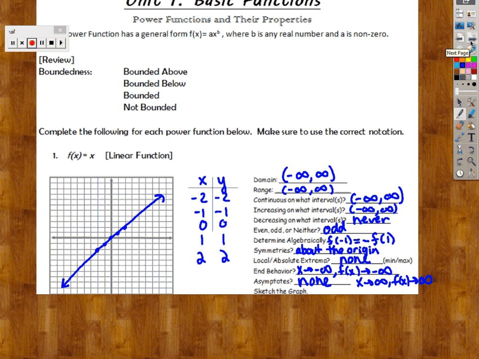So hopefully you've gotten these answers correct. Take a second to check them over. Your domain's all real. Same thing with your range. It's continuous across the entire graph, which is negative infinity to positive infinity. This is also increasing the entire time from left to right, never decreasing. This is odd because it's symmetrical about the origin. There are no local mins or maxes. The left end behavior, as x goes to negative, so does y. As x goes to positive, so does y. No asymptotes, and we have our graph.